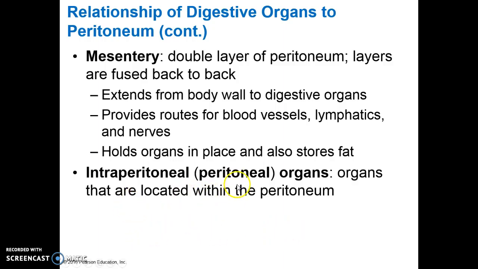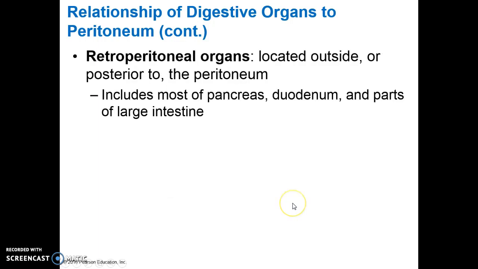The intraperitoneal or peritoneal organs are the organs that are located within the peritoneum. Retroperitoneal organs are located outside, or posterior to, the peritoneum. That includes most of the pancreas, duodenum, and parts of the large intestine.